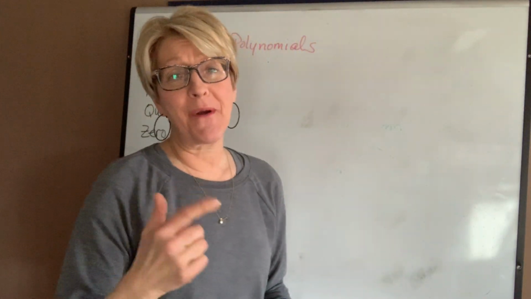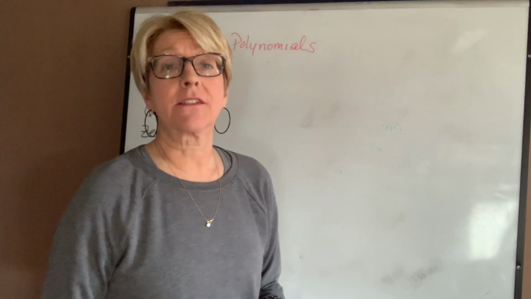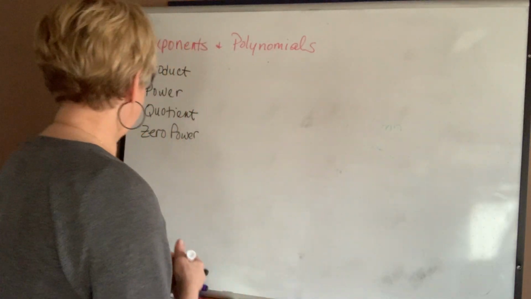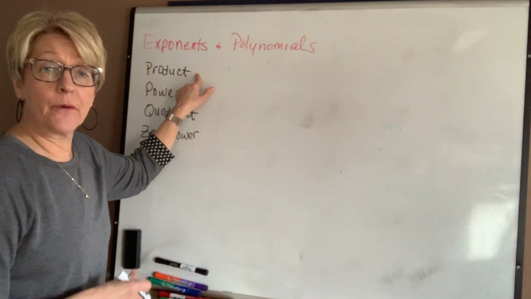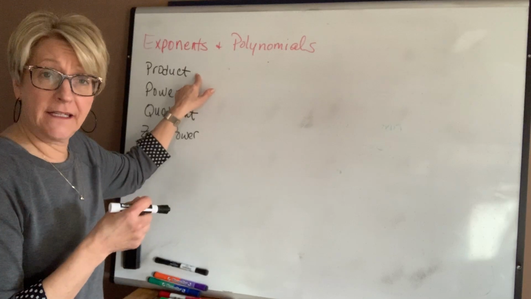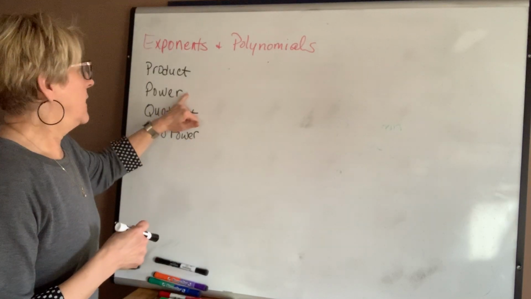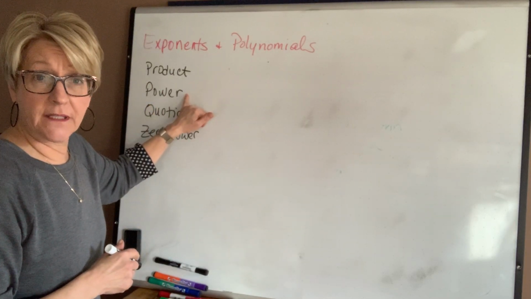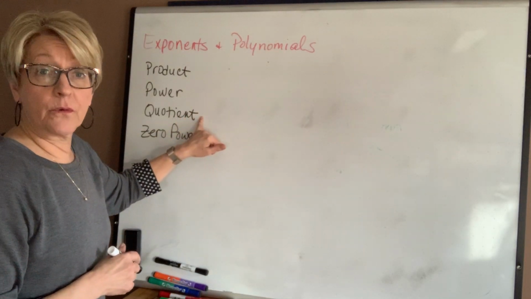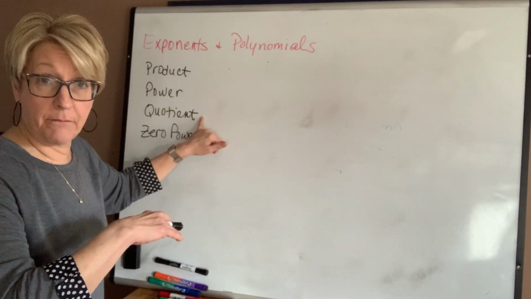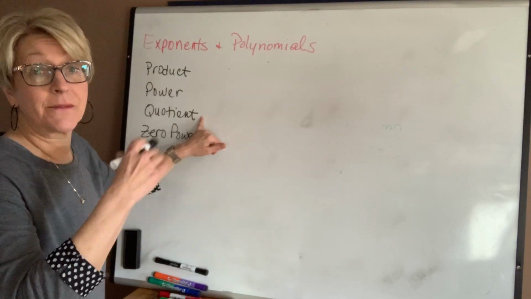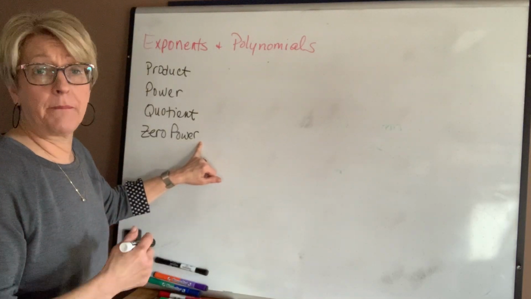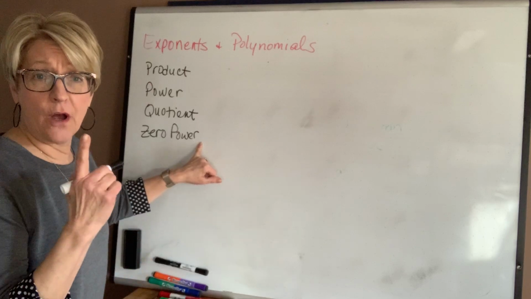Okay, we're back with one more rule of exponents, one more shortcut for working with exponents. So we've done the product rule. Remember, when you're multiplying with the same base, you add exponents, keep the base. The power rule, when you're raising something to a power, you multiply exponents, keep the base. The quotient rule, when you're dividing with the same base, keep the base, subtract exponents. And the zero power rule, that any base to a zero power has a value of 1.